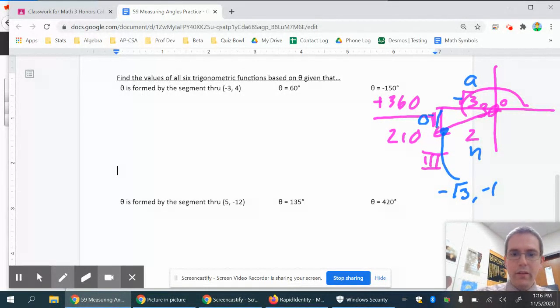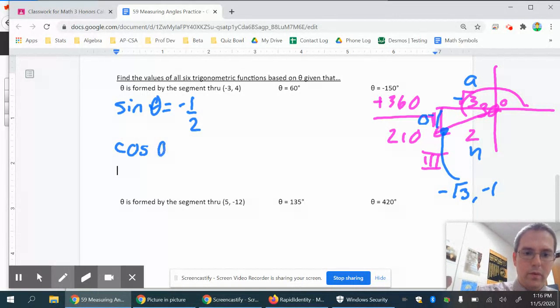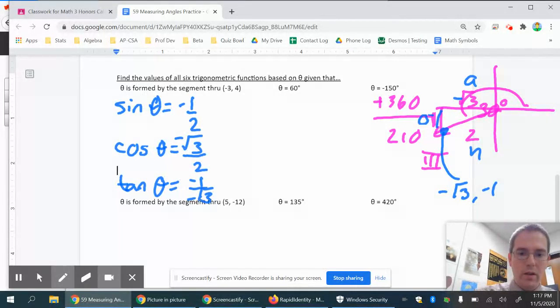But as we do this, our sine of theta would be opposite over hypotenuse. So in this case, -1/2. My cosine would be adjacent over hypotenuse, negative √3/2. And my tangent of theta would actually be my opposite over my adjacent. So it's -1 over negative √3, which means it rationalizes to √3/3.